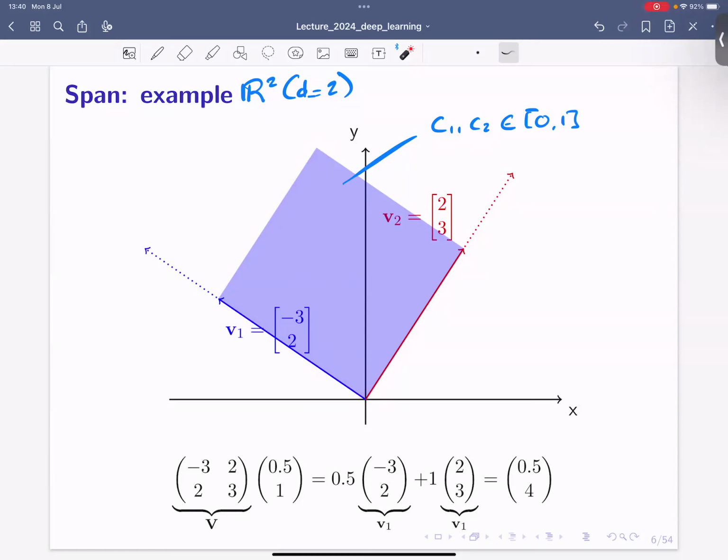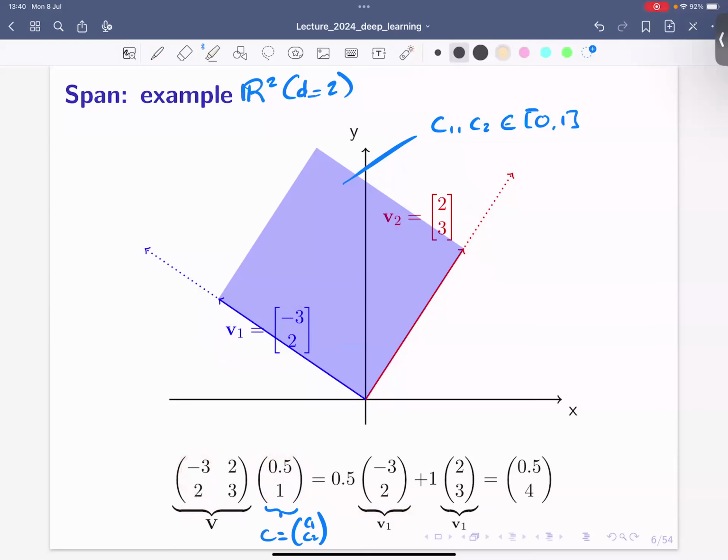So here I give you another example. For instance, you take C1 equals 0.5 and C2 equal 1. And you can write this linear combination in this way. You can put these two vectors, V1 and V2, here in this matrix form. So if this is a vector C that consists of C1 and C2, you just get V times C. And you can, of course, write it in this way. So this means that you take 0.5 of the first column.